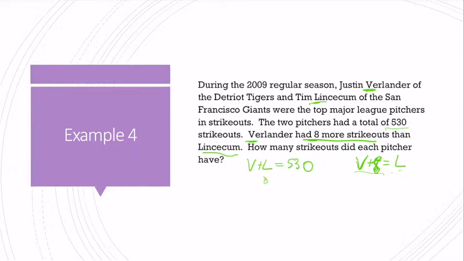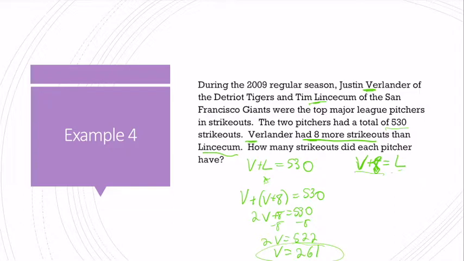So I can substitute that in. So I've got V plus 8 equals 530. I've got 2V plus 8 is 530 because I combined my like terms. I subtract 8 from both sides. I get that 2V equals 522, or V equals 261.